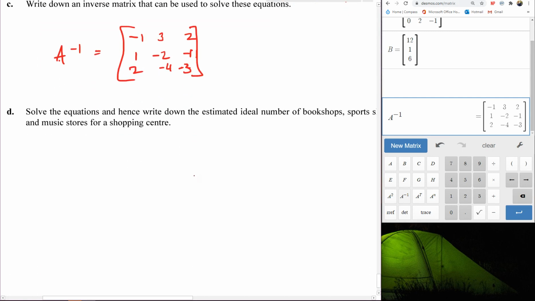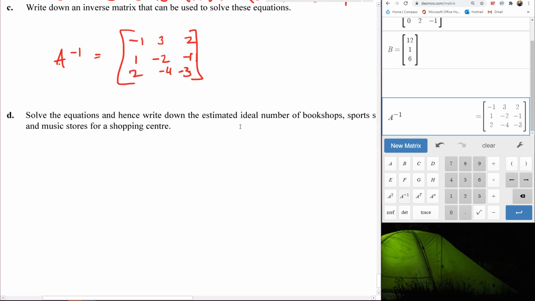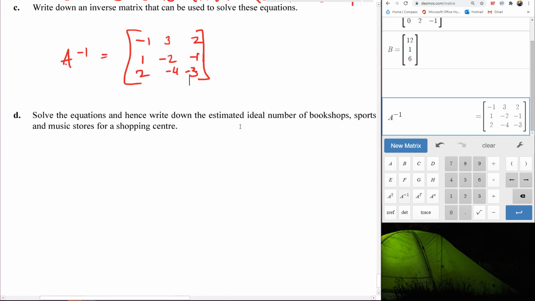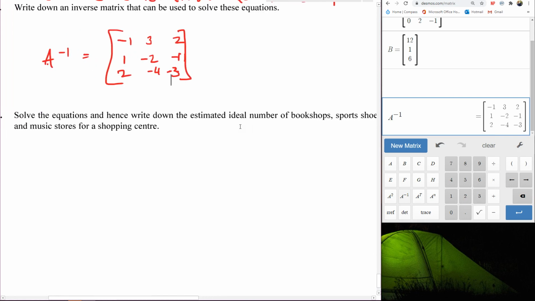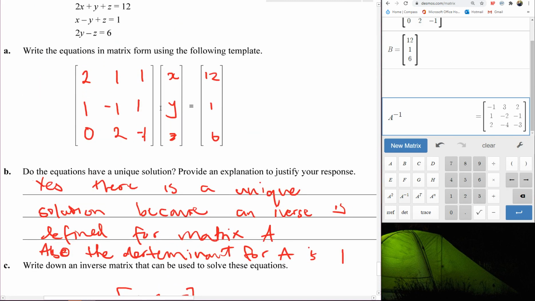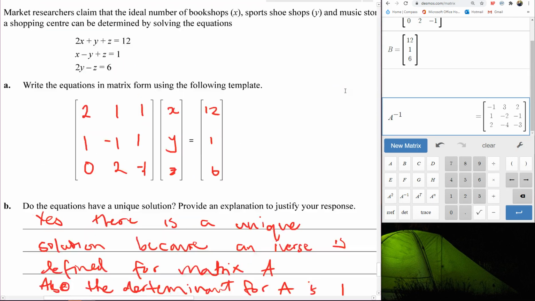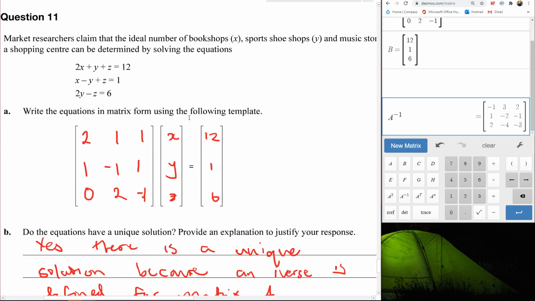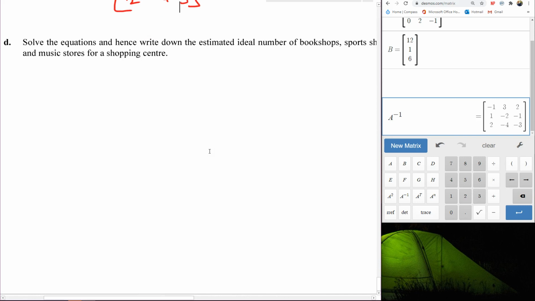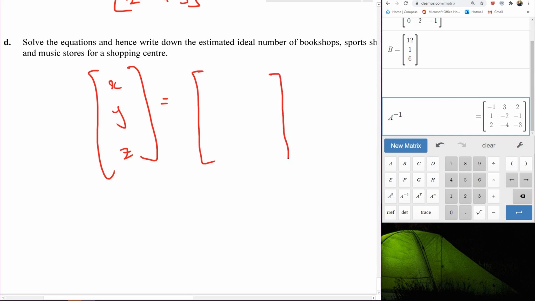Then solve the equations and hence write down the estimated ideal number of bookshops, sports shoe shops, and music stores in the shopping center. So basically, we're just going to solve this equation. Remember, to solve it, you take that matrix, inverse it, and multiply it with the answer matrix. So you've got X, Y, Z, and then you're going to multiply the inverse of A, which I already have there, with the answer matrix.